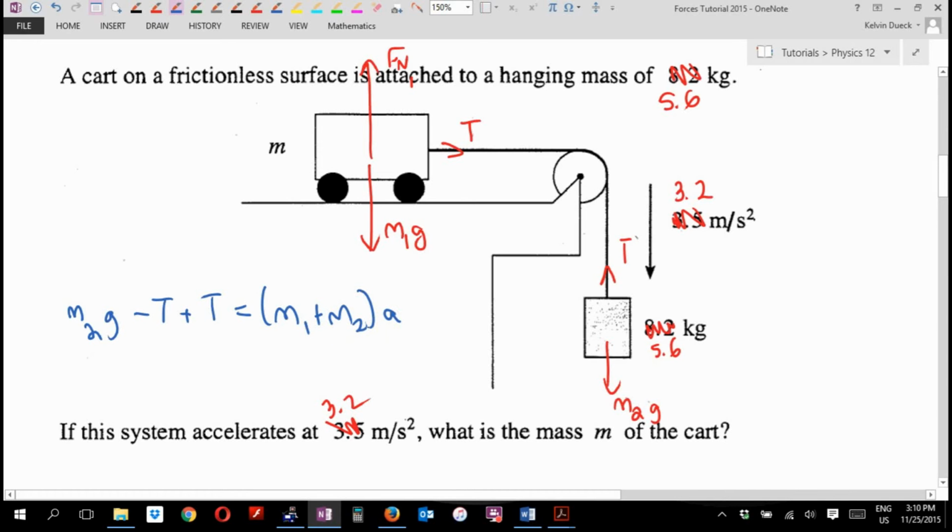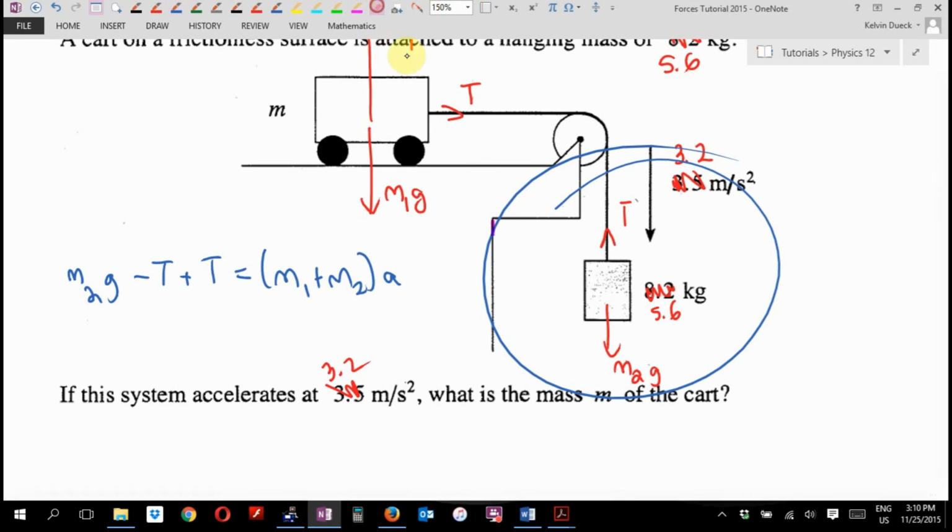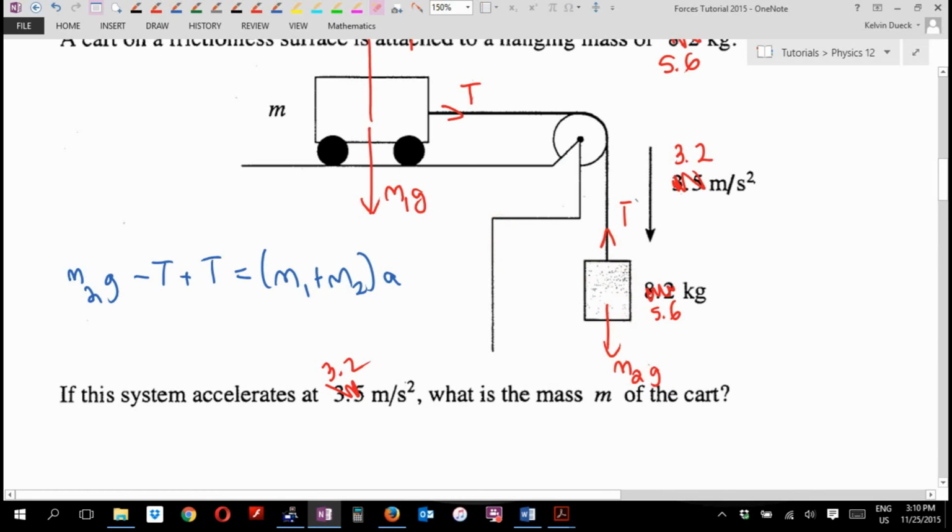Did I give you the mystery mass M1? No, but that would be if I gave you both masses and said find an acceleration. You okay with that, Dustin? That's not what this question says, find the mass M of the cart. To do that, I'm going to look at the mass that I do know, the M2. Dustin, my friend, looking at M2, who's winning? Which way is this accelerating?